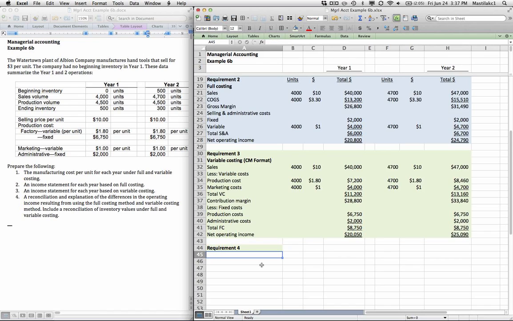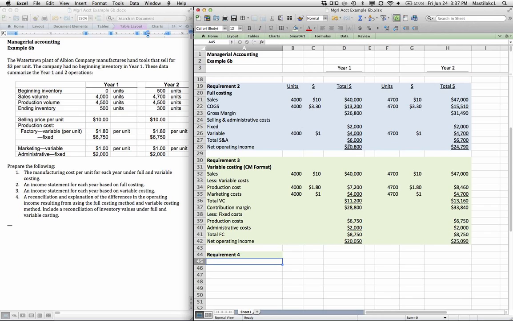income. So what we've done is, under absorption or full costing, we've noticed that in year one we have net income of $20,800, but under variable costing we only have $20,050. So we've got a $750 net income difference.